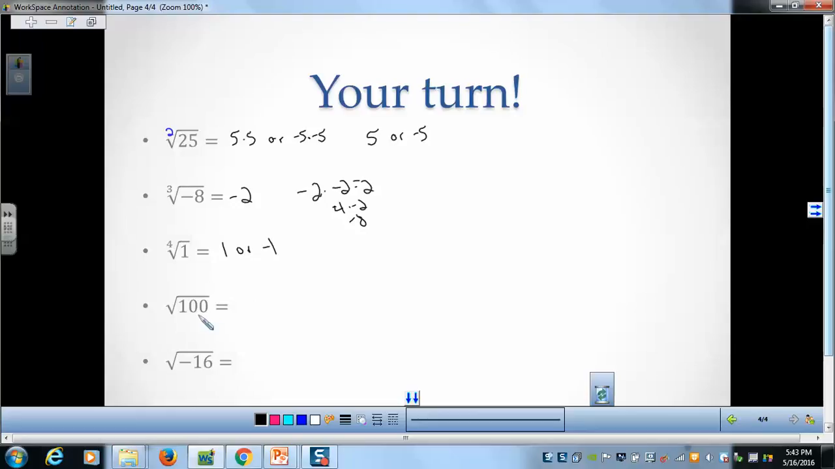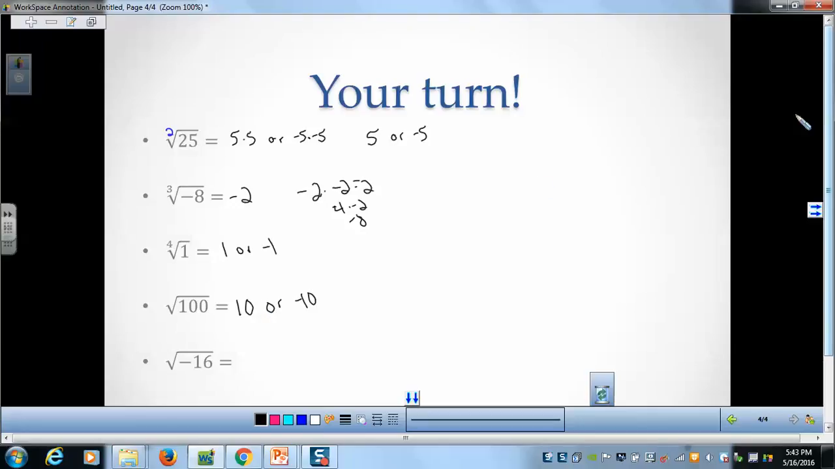Moving on to our fourth example here, we have the square root of 100. Once again, we're assuming this is a square root since we don't see a number here. So what number times itself would be 100? So we have 10 or negative 10. 10 times 10 is 100. Negative 10 times negative 10 would also be positive 100.